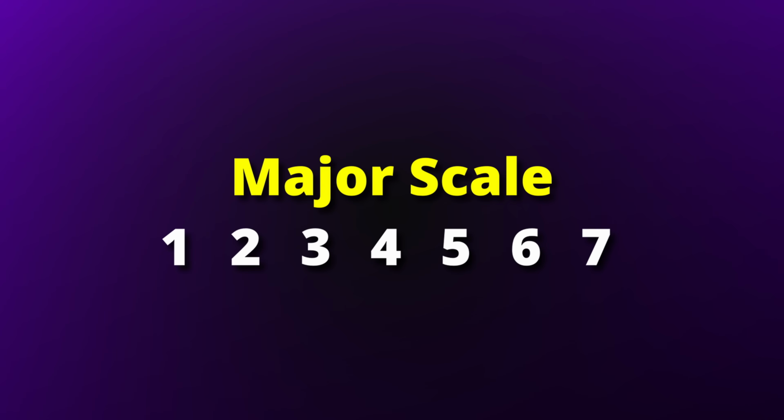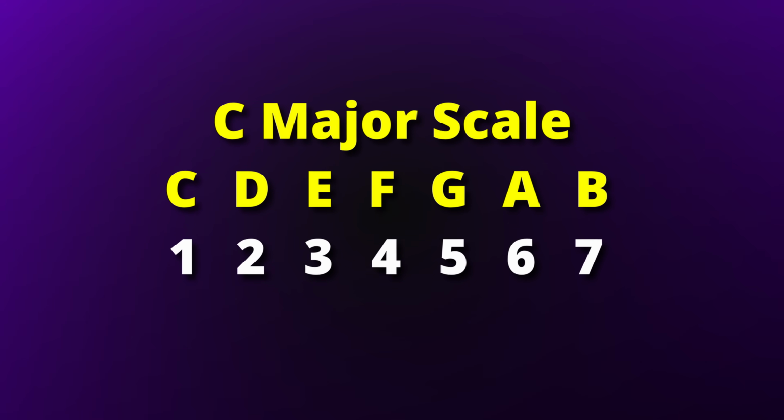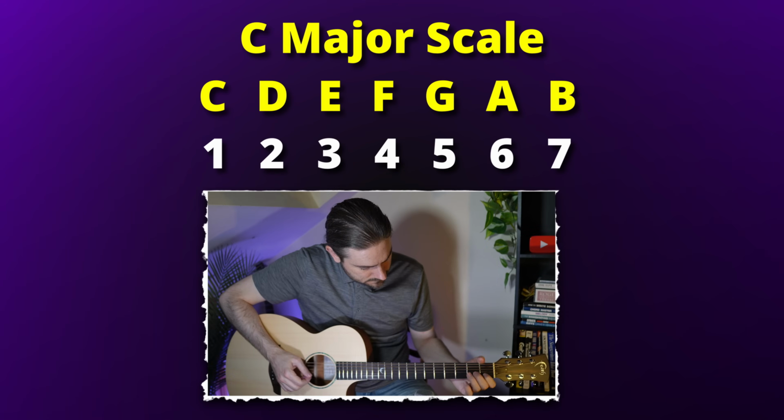It has 7 notes, each labelled with a number from 1 to 7. These are used as a point of reference for other scales and modes. For example, the C major scale has the notes C, D, E, F, G, A and B, with the steps 1 to 7.